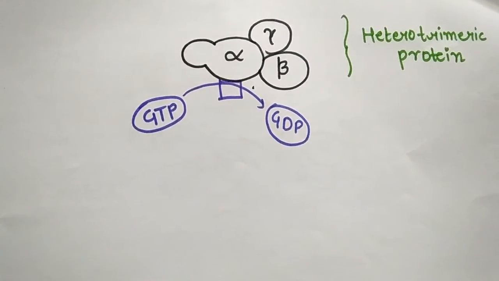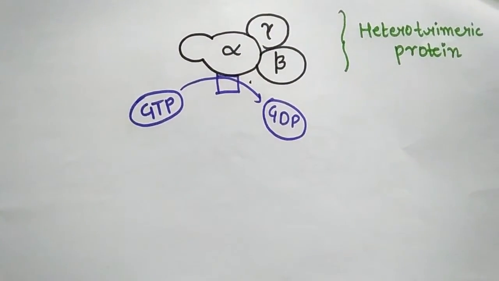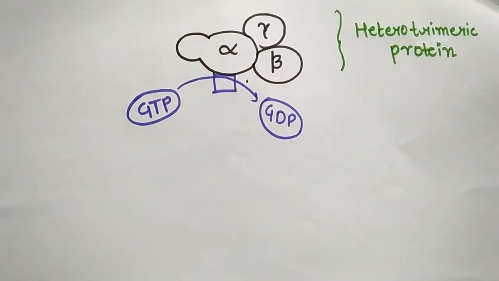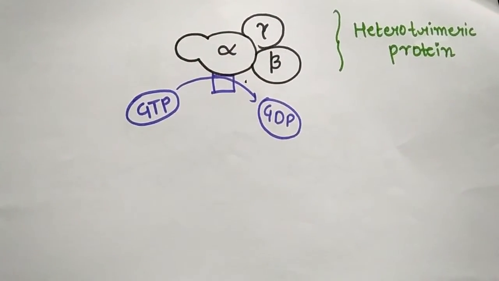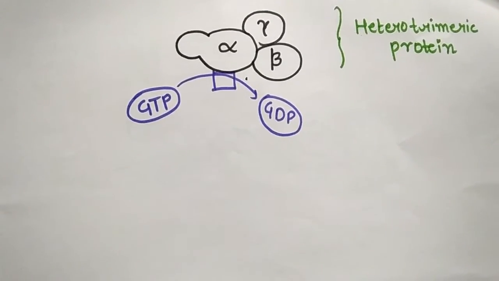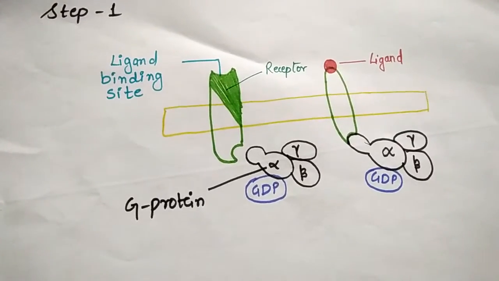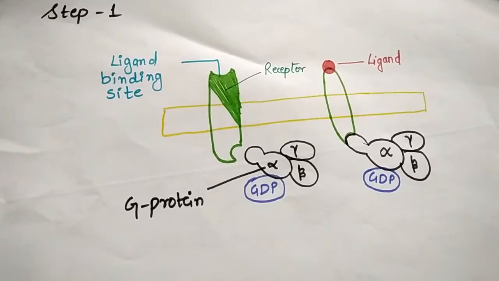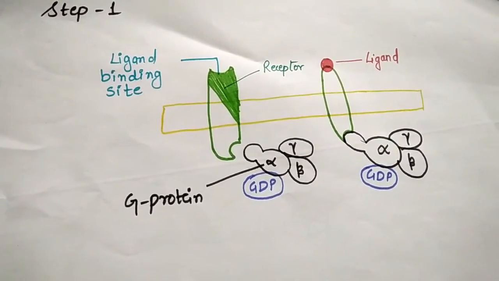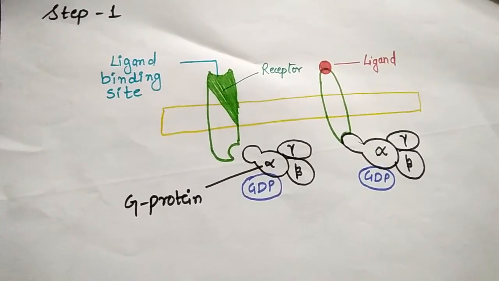A G protein is said to be in its activated state when the alpha subunit of the G protein binds to a GTP molecule, and it is said to be in switched off state when the alpha subunit of the molecule binds to GDP. Now, let us begin with the steps of how signaling takes place via these G protein coupled receptors and how the effector molecules get activated.